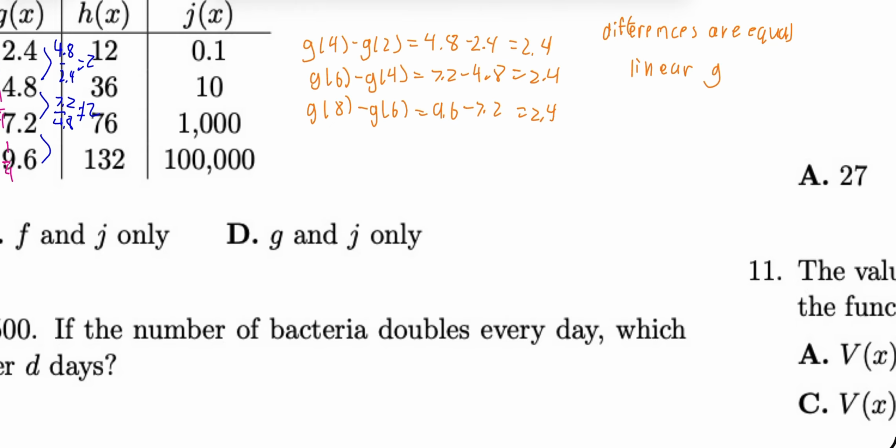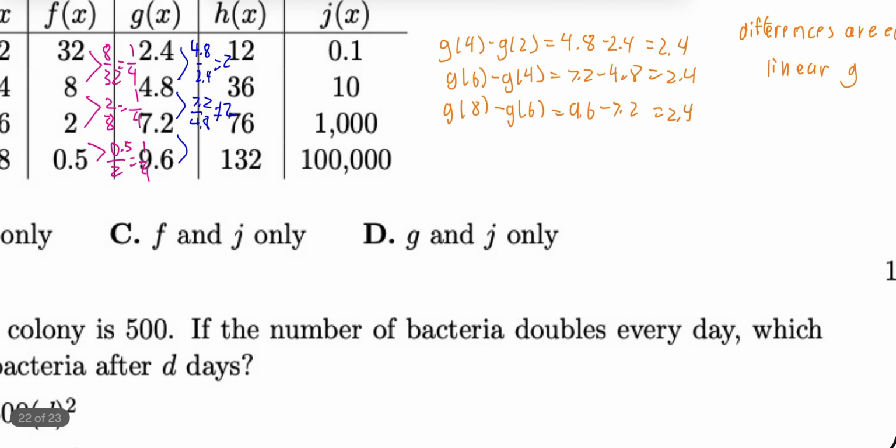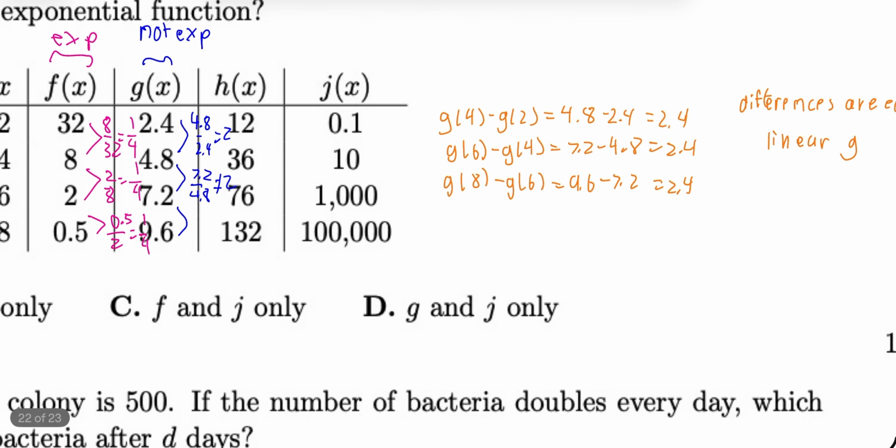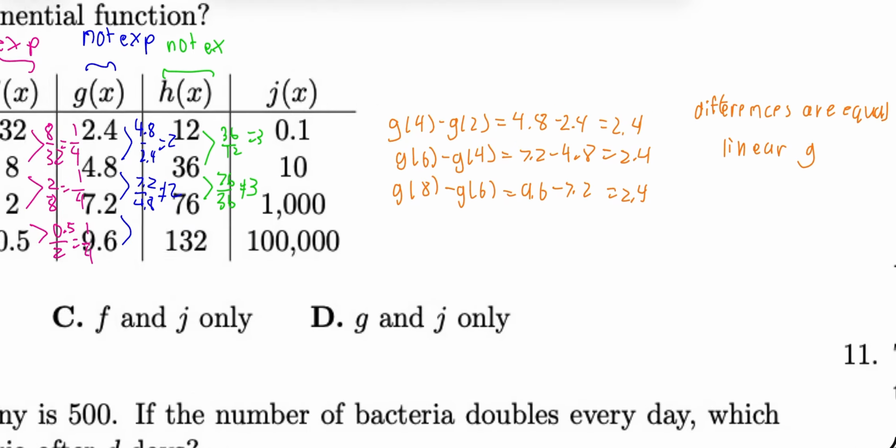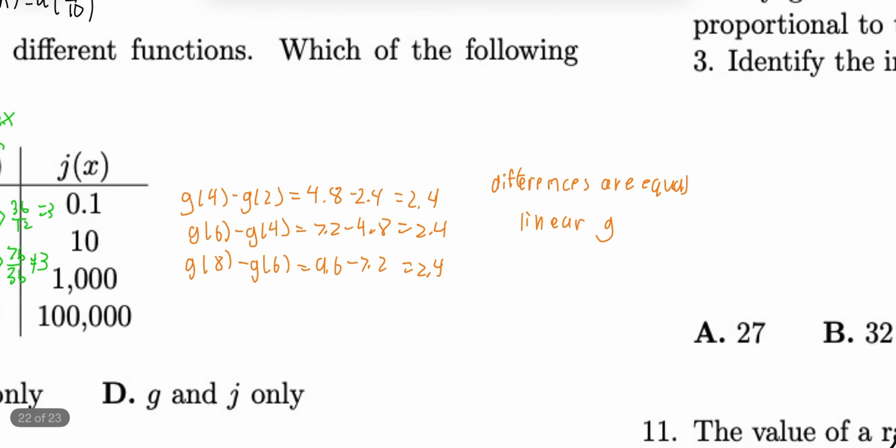Now, what about h? For h, we can check the ratios. So if we take the ratios here, we get h of 4 over h of 2, that's 36 over 12, that's going to be 3. Here we have 76 over 36, that's not equal to 3, so automatically that's not going to be exponential. What we can try are the differences.